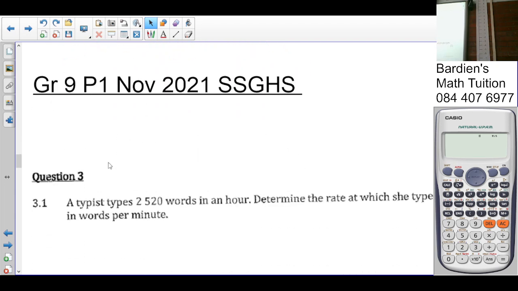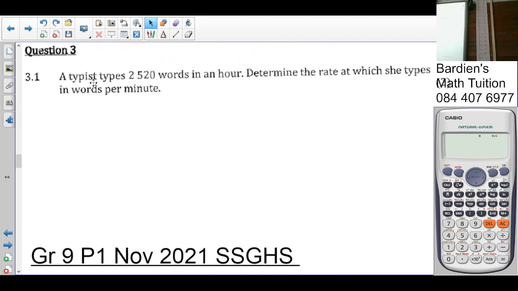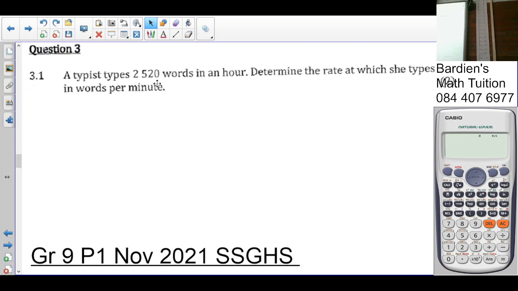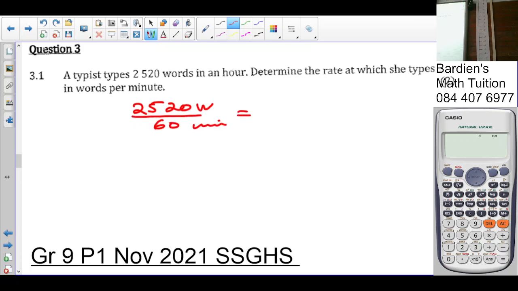Right, next, question 3. 3.1, we are told that the typist types 2,520 words in an hour. Determine the rate at which she types in words per minute. How many minutes are there in an hour? 60. They want words per minute, so it's 2,520 divided by 60. That's words, and this is your minutes. It's going to give you?